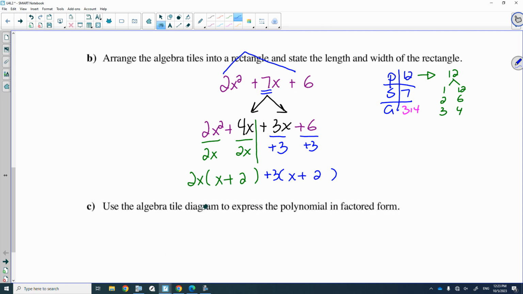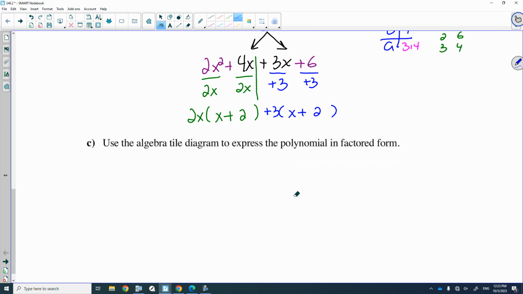If your two brackets are the same, that's how you know you did decomp correctly. So this bracket and this bracket match. So factor it out. So there's the factor there. And then what's remaining goes in the second factor, 2x plus 3.